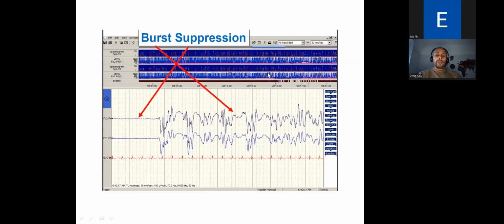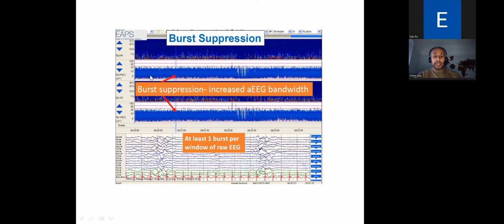If you look at the raw EEG, it has a really broad bandwidth, because you have really low amplitude and then really high amplitude. So if you look at the bandwidth, it's really broad, because it's got really low activity and really high activity.